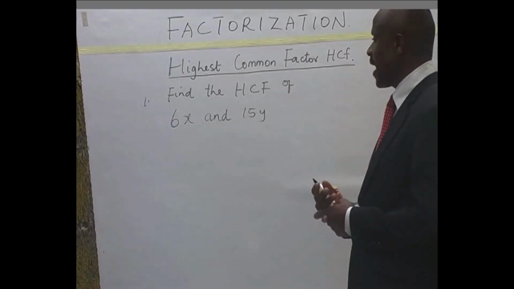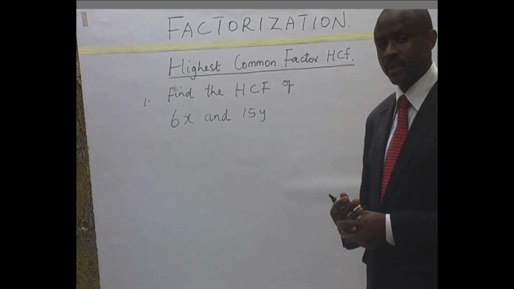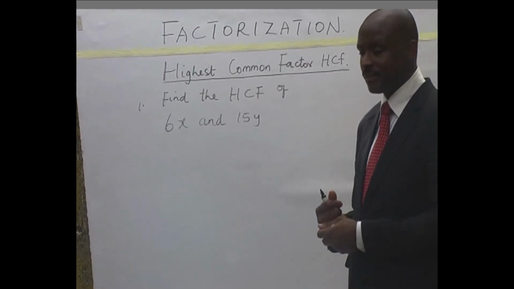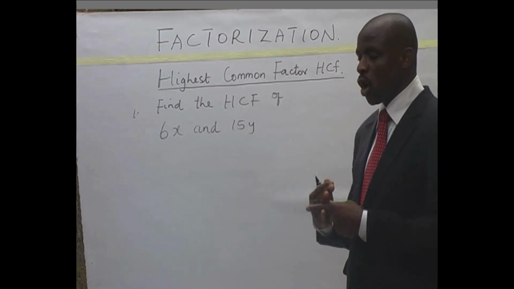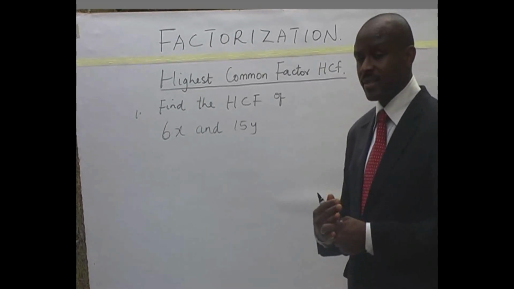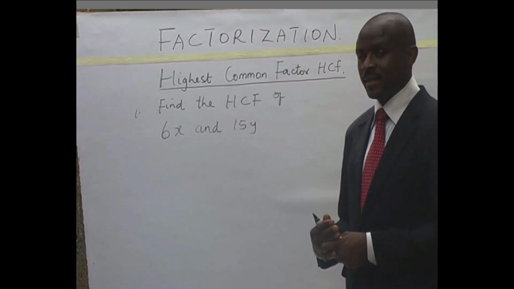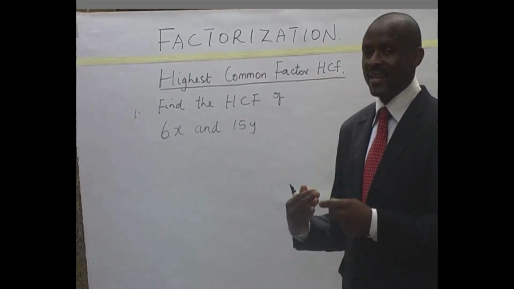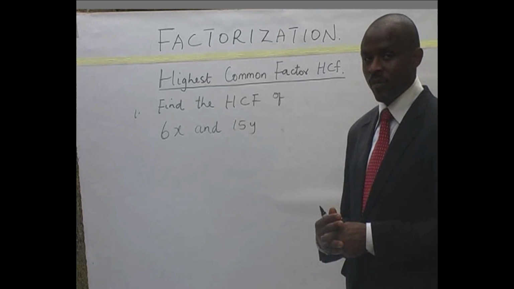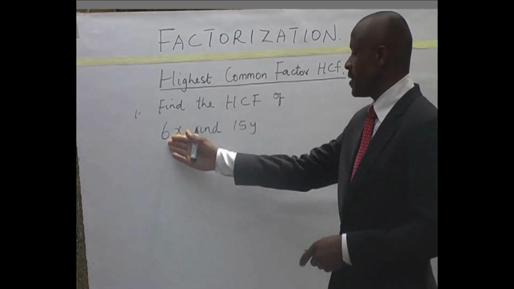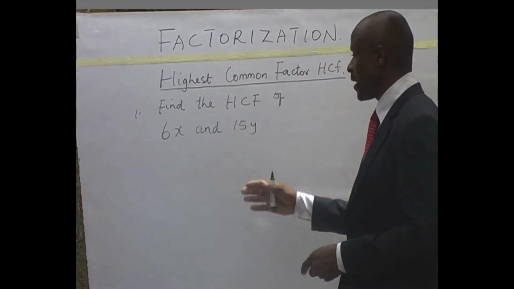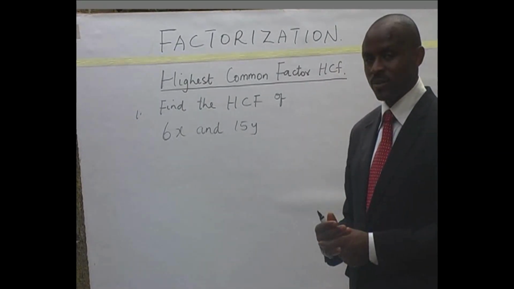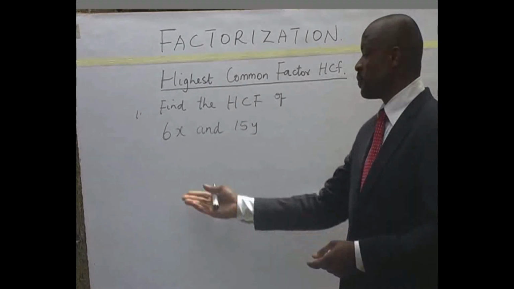Now we are into finding the highest common factor, otherwise known as HCF. Highest common factor, those things that can divide a group of other things, and the highest among them. For instance, we have 6x and 15y. We are asked to find their highest common factor.